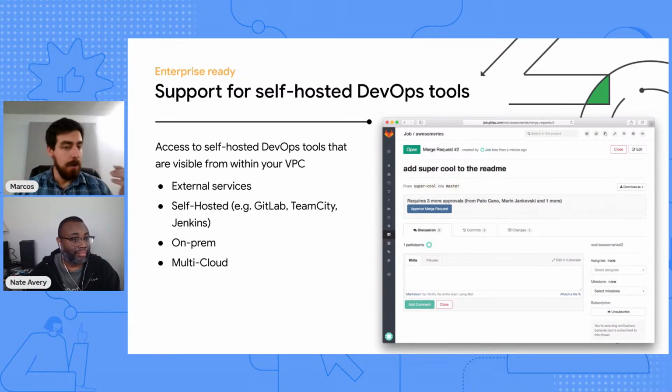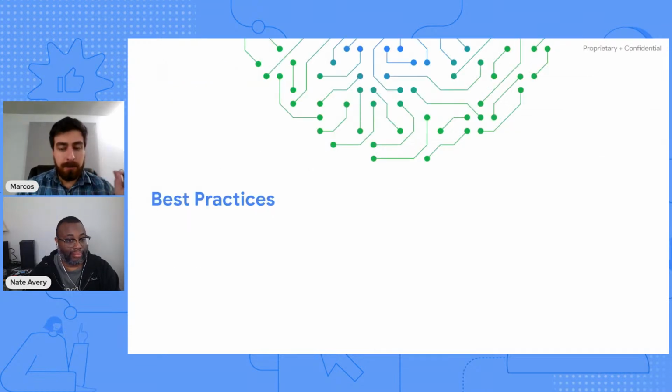So you can use our first-party tools, such as Cloud Build and Cloud Deploy, but you can also use external services, self-hosted services like GitLab, TeamCity, or even on-prem remote cloud services. Due to the architecture I showed you before, it's easier to get the networking connectivity working between the services. Folks, that's it for the deep dive.